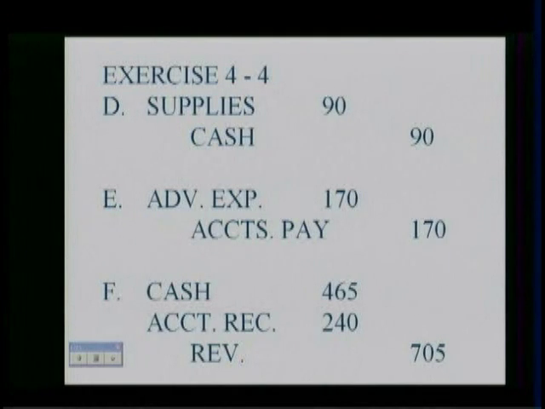Now that's an interesting journal entry that you see up there in front of you in letter F. Notice it has three parts, two debits and a credit. The two debits added up will be $705. So all the debits have to equal all the credits. You could have any number of lines in your journal entry. It could be 2, 3, 5, 10. But in any case, the debits will always equal the credits. Always. Remember, the balance sheet has to stay in balance, so debits equal credits.